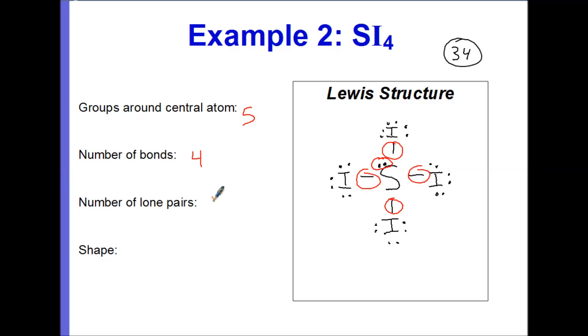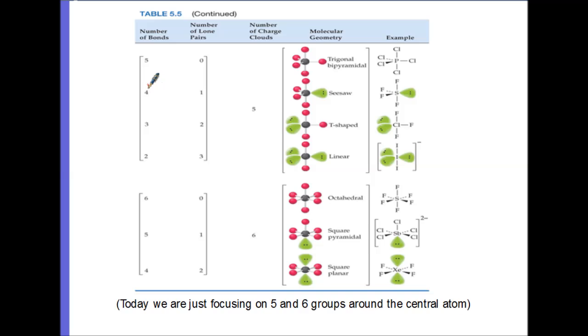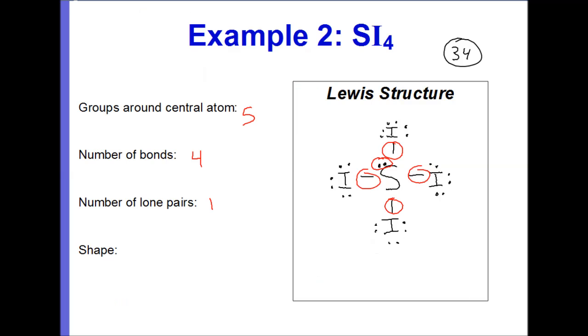For our groups, for our bonds, one is a lone pair. So let's take a look at our VSEPR chart and see what that's going to be. If we have 4 bonds and 1 lone pair, that's the seesaw shape. I'm going to show you again with the model kit how that is going to be the seesaw. So our shape is seesaw.